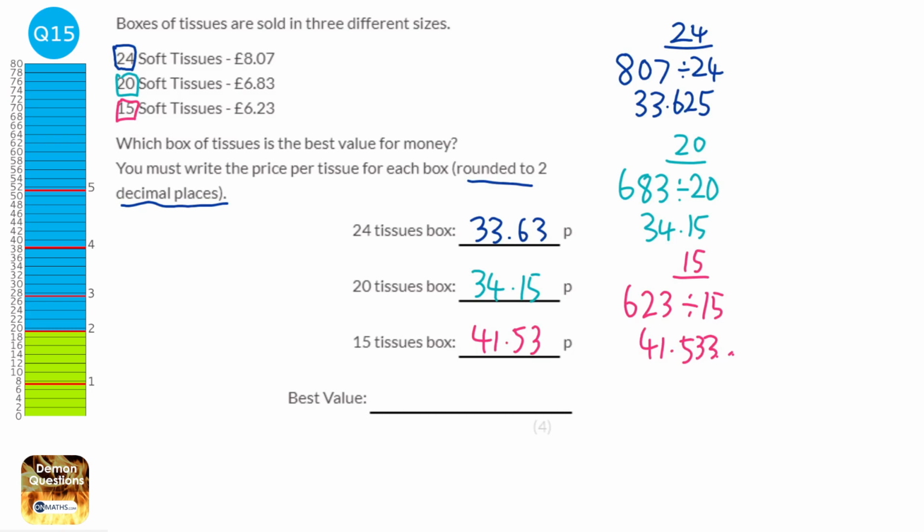The best value is the 24 tissues box. Now, there's such thing as buying in bulk. Generally, the more you buy of something, the cheaper it is. Don't rely on that. Both in the GCSE exam, and in real life. Sometimes in real life, if you buy more of an item, actually per tissue, sometimes it becomes more expensive, especially if there's a special offer on the smaller box.